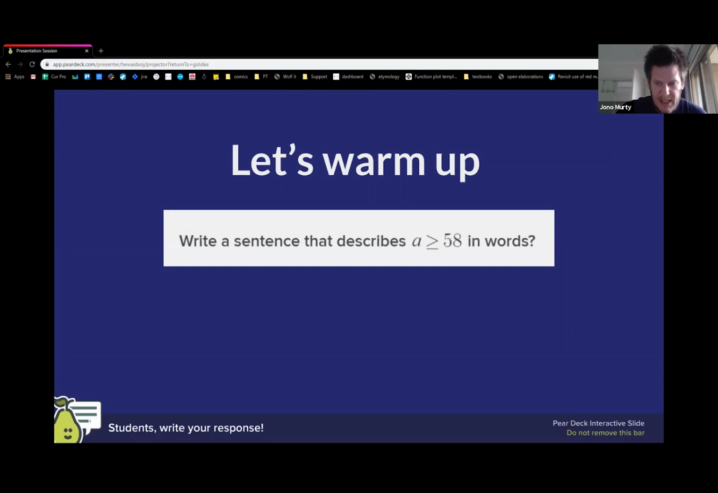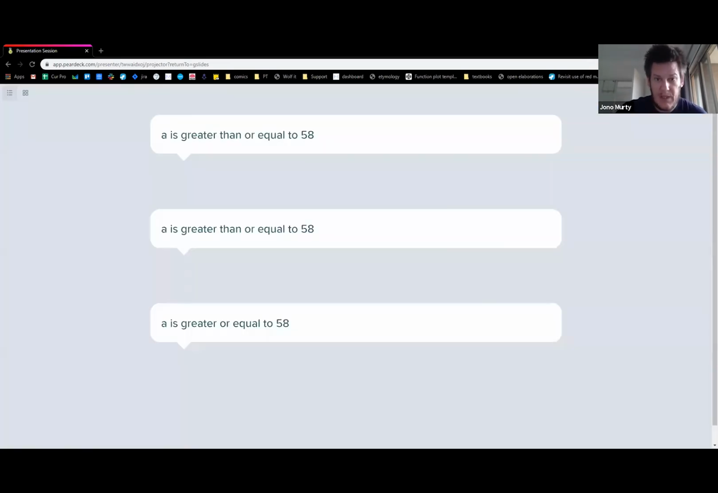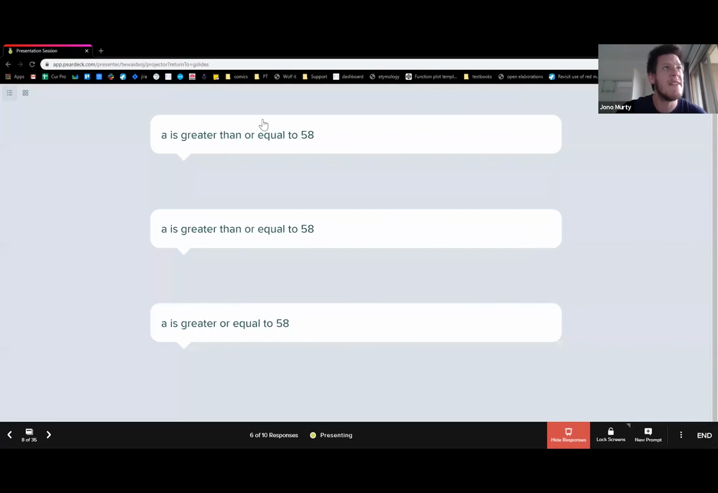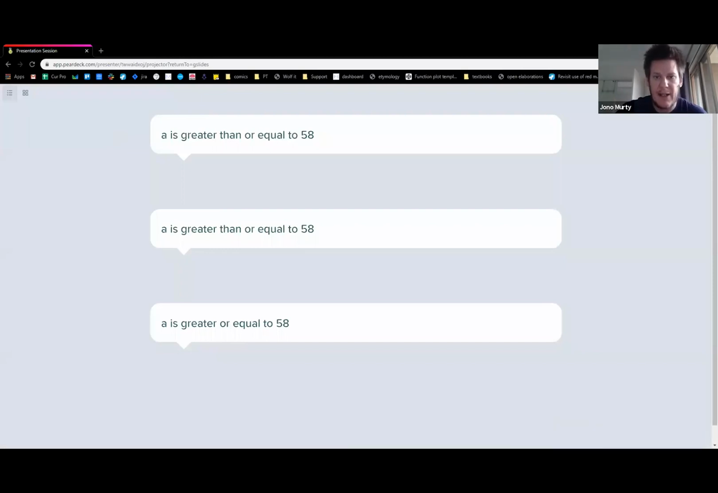Okay, just another 10 seconds. Still 5 of you haven't responded. And I'll just show the correct ones. A is greater than or equal to 58. A is greater or equal to 58. Similar. Few of you had the other way around. 58 is greater than or equal to A. One person had A is less than or equal to 58.